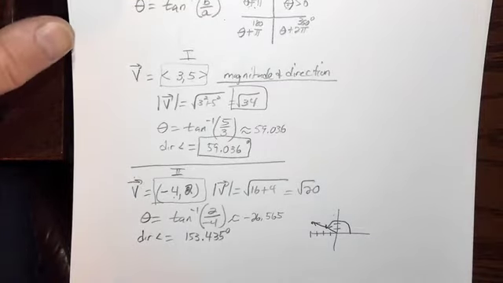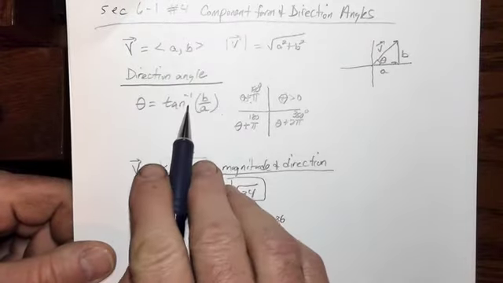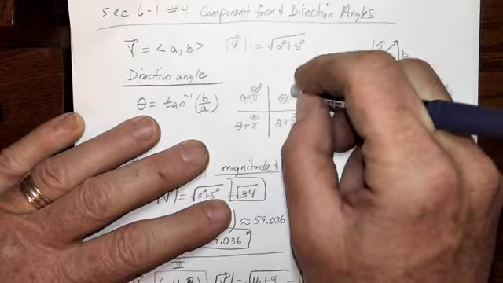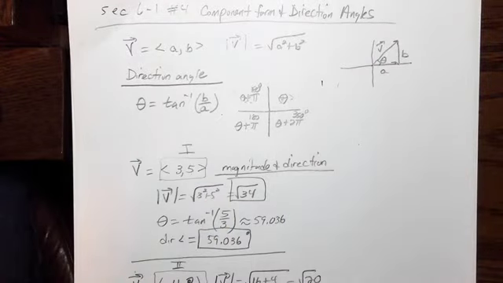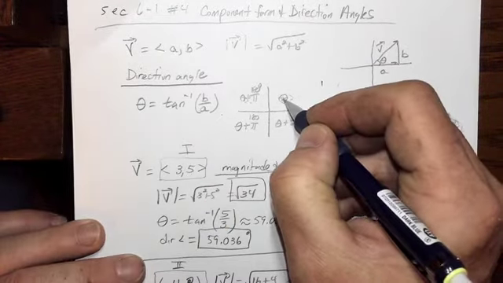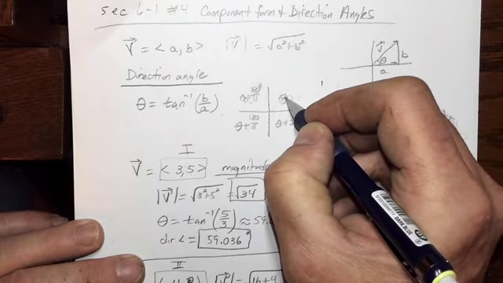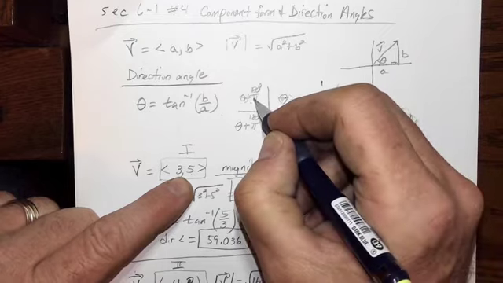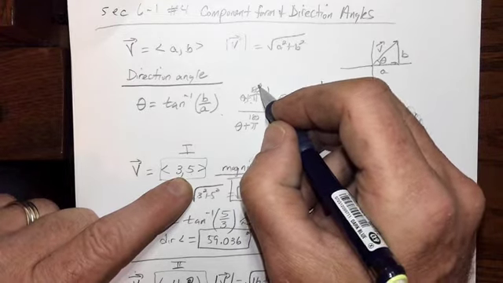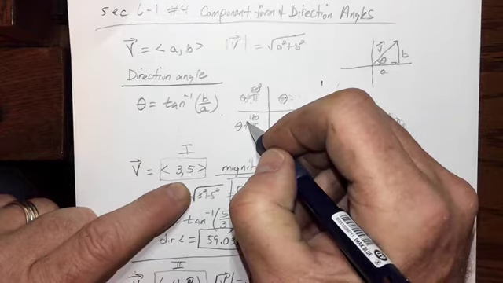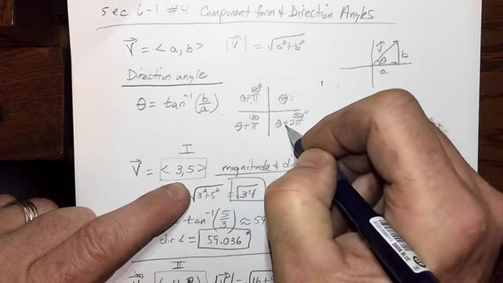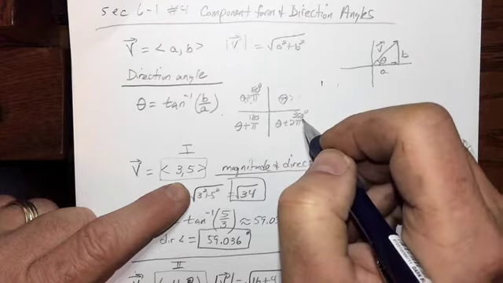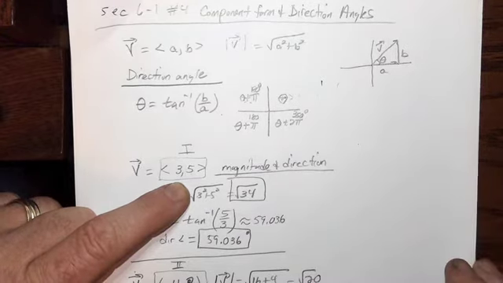It's that little formula right there. Whatever theta the calculator gives you, you're going to use it if it's in the first quadrant, like this example was. That's my direction angle. If it's in the second quadrant, I'm going to add 180. If it's in the third quadrant, I'm just going to add 180 to it. And if it's in the fourth quadrant, I'm going to add 360. And that gives you what the direction angle is.